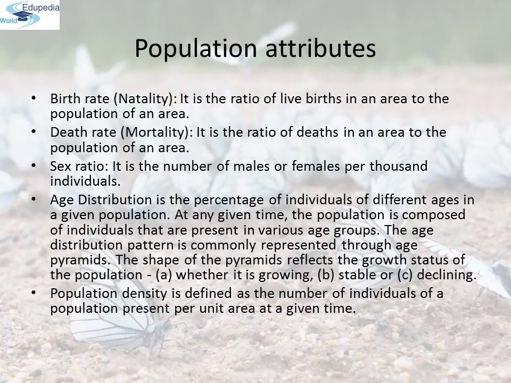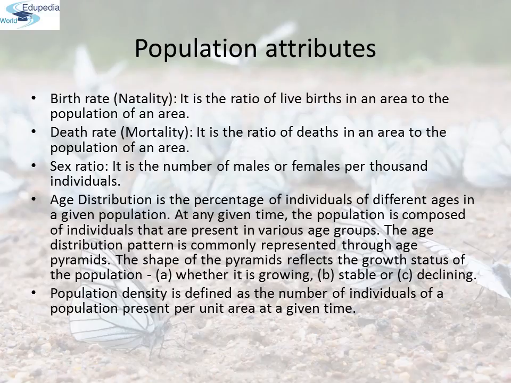Another attribute characteristic of a population is sex ratio. An individual is either a male or a female, but a population has a sex ratio. Example, 60% of the population are females and 40% of the population are male. Sex ratio is the number of males or females per 1000 individuals.